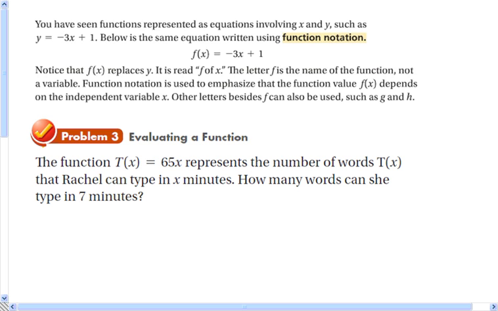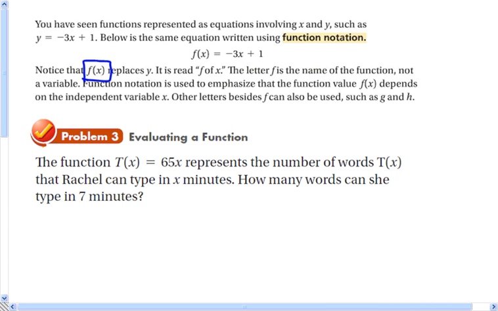Below is an equation written in function notation. I gave you a little taste of this in the last lesson. Notice that we say f of x when we say that, and all that is saying is that this is my function, x is my input.